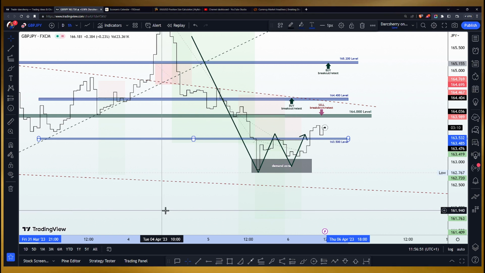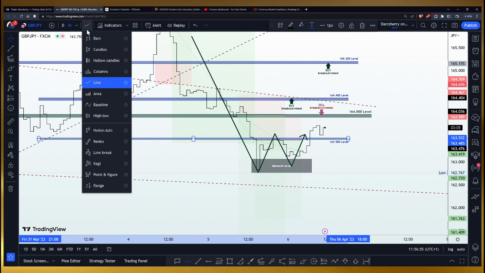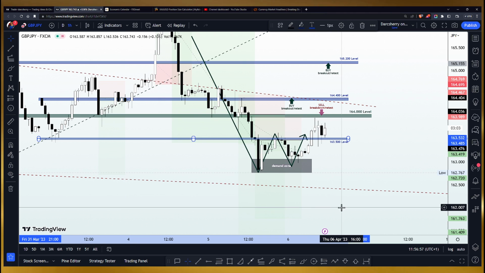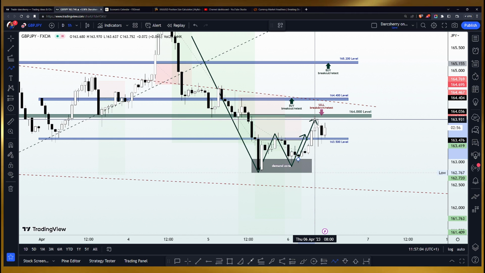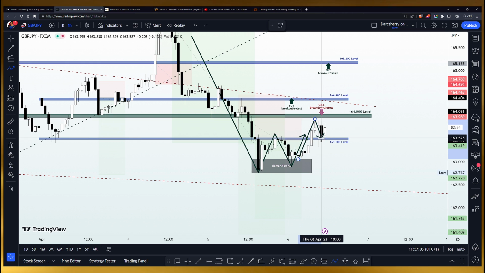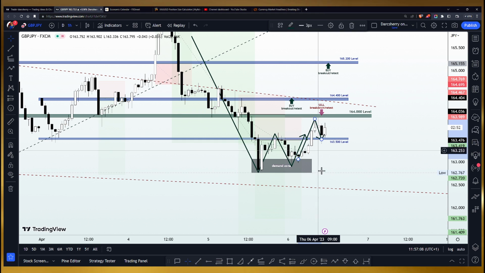So we have the 163.500 level figured out, which from a technical standpoint is a strong psychological level considering the round figure of that price. And right now we already have price action break out of the 163.500, which is the neckline. We've had a couple of retests of structure, which if you had been monitoring this, you would have had a buy position running at this point.